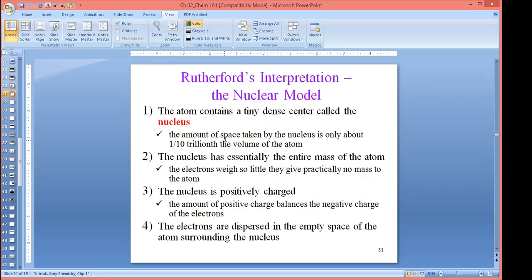And this is what we now know as the nucleus, right? And it's this dense, tiny little center. It's the entire mass. Those electrons that are circling around it have tiny mass, and they take up this large empty volume. The nucleus is positively charged. That explains the deflection back in the exact opposite direction.